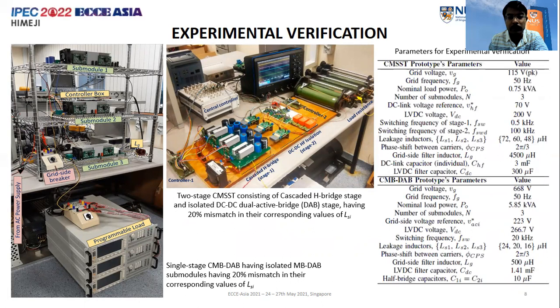Just to mention a point over here, usually the mismatch in inductors is in the range of 5 to 8% as observed in the industry. But for our experimental verification and studies, we have considered a 20% mismatch scenario so that we can test these controllers in a worst case scenario. So that is why it is mentioned that there's a 20% mismatch in the leakage inductors or the interbridge inductors, in the case of the two-stage CMSST as well as the single stage CMBDAB.